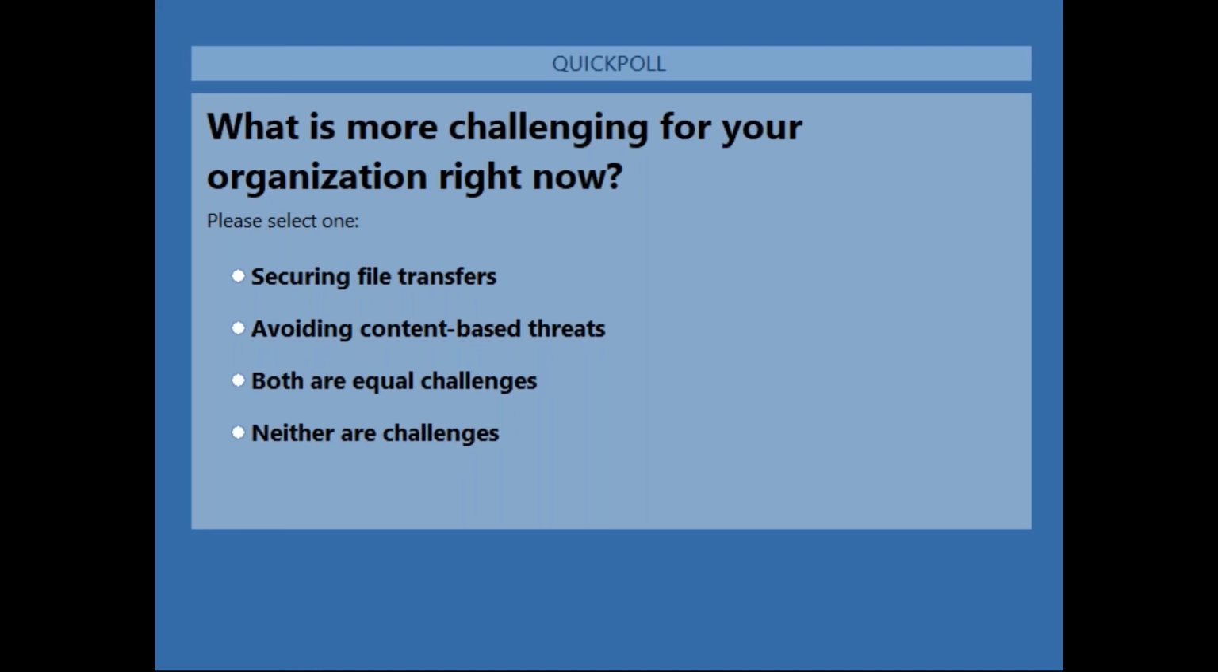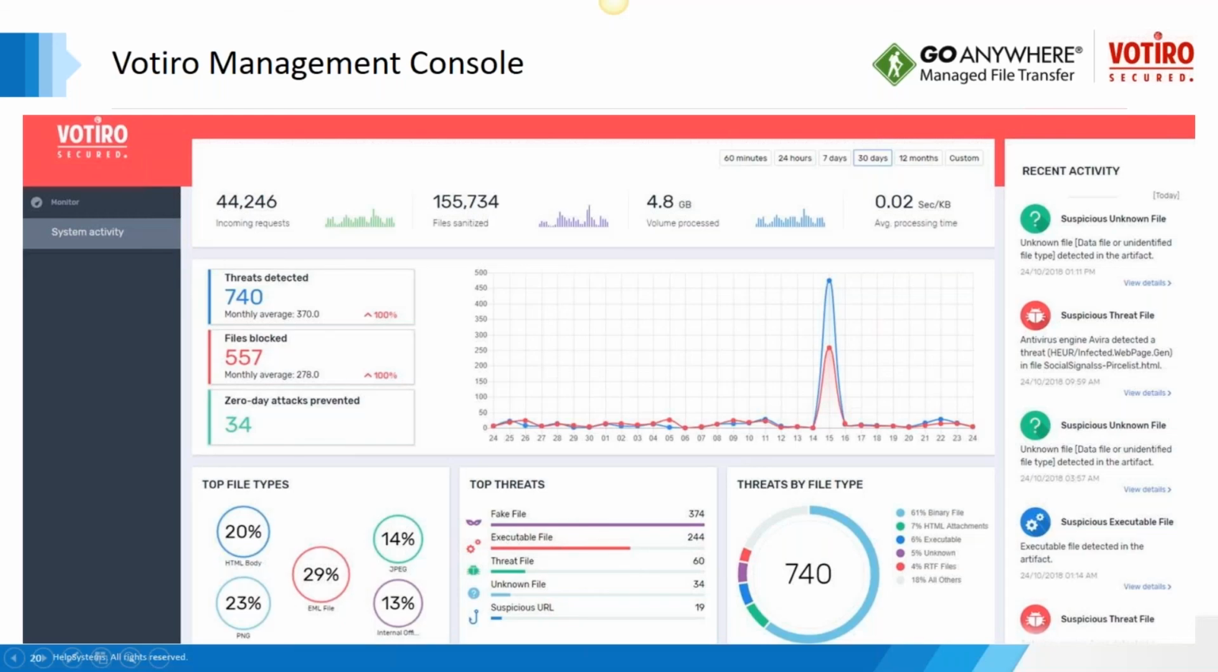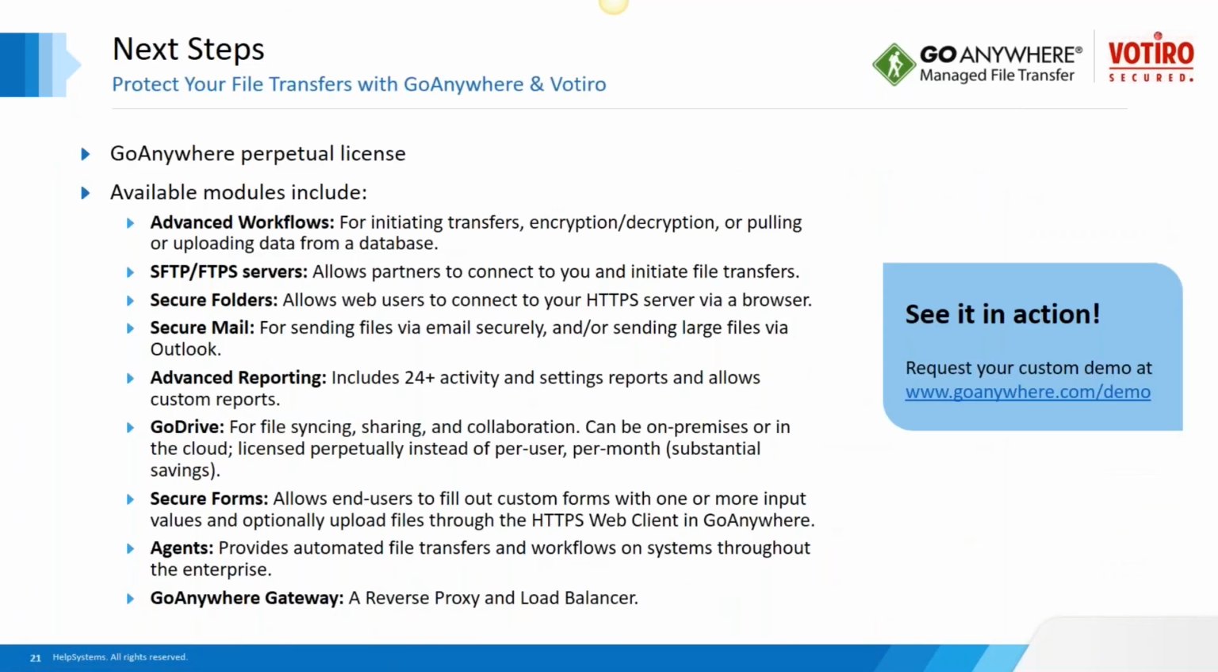So GoAnywhere is a perpetual license. It's modular, so you deploy this to a server either on-prem or on a private cloud in a virtualized environment. You can deploy it to AWS or Azure. Pretty much deploy it any way you want. There are different modules that you can deploy. So if you only want to use GoAnywhere as a client, Advanced Workflows is perfect for you. If you want to enable any of these inbound services like secure folders or secure mail, those are all options to you as well.